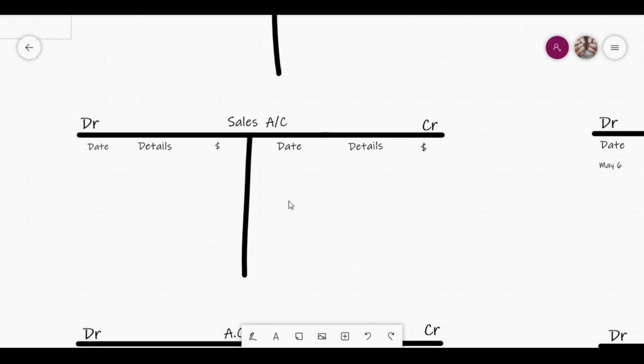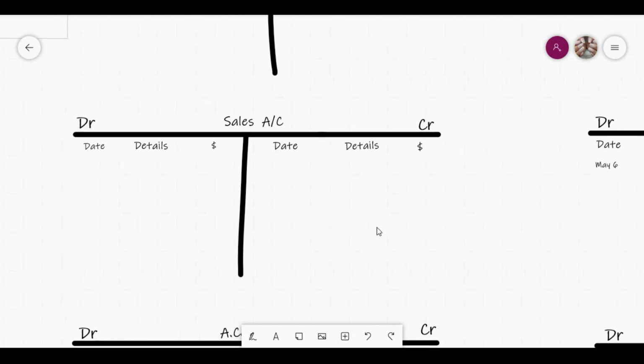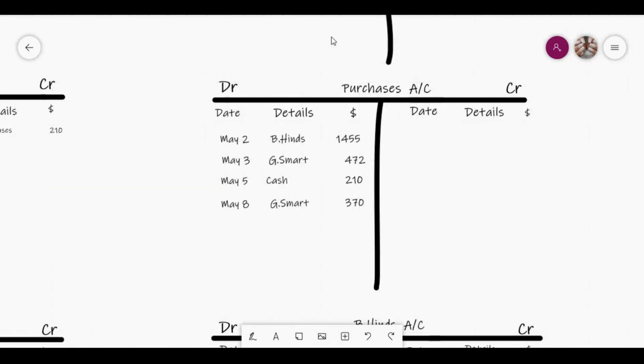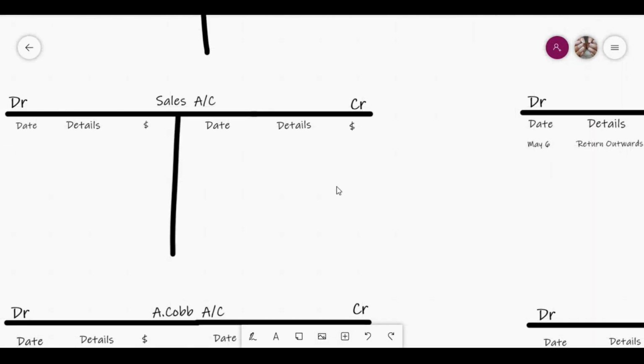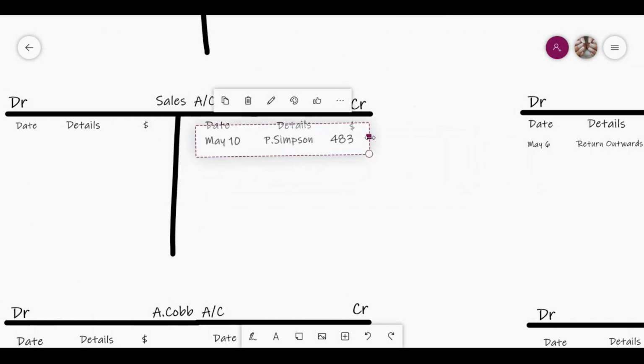So under sales on the credit side, May 10, P. Simpson, 483. And under P. Simpson on the debit side, because P. Simpson is receiving goods we are sending out, May 10, sales 483.